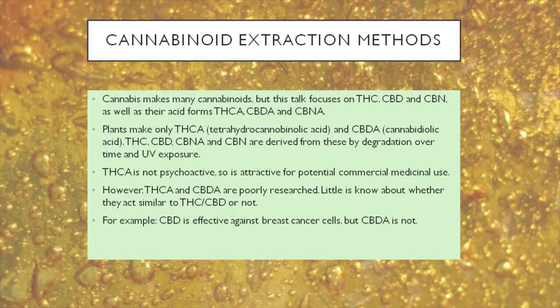So moving on to cannabinoid extraction methods. The cannabis plant actually, we're only going to focus on THC, CBD, and CBN and their acid derivatives. The plant actually only makes the THCA and CBDA out of those. The THC, CBD, CBNA, and CBN are all derived from the other two, usually by degradation through UV or just time.